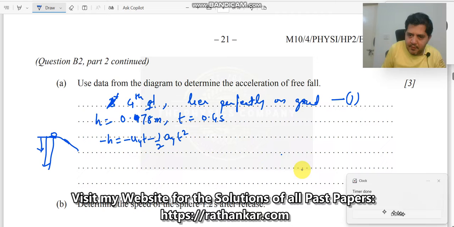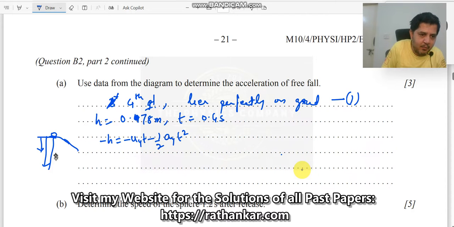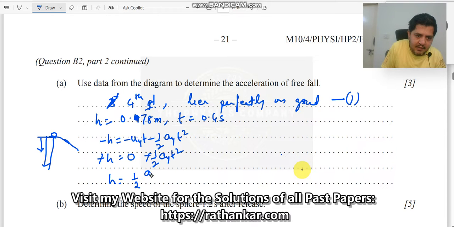Wow, we already run out of time. Okay, let us see how fast we can do it. So u_y is 0 because horizontal. So I put this as 0, minus half a_y t squared. Minus h is equal to this, the negative goes away. h is equal to half a_y t squared, right? This is what I have. So h is given, t is given, you can find the value of a_y.